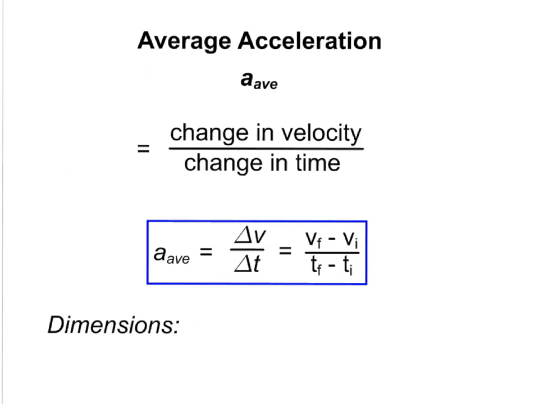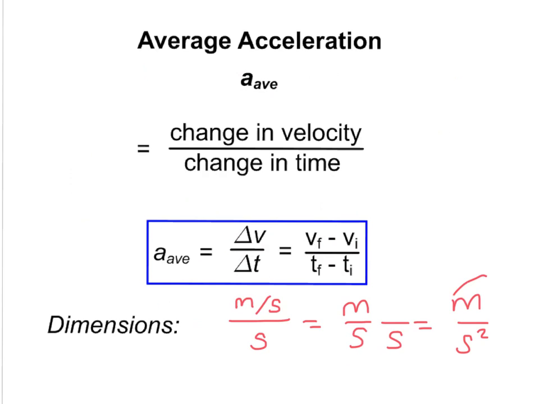Now dimensions, I dare say you probably can guess what they are going to be. If I know that the change in velocity, those units are going to be meters per second. That represents the units for change in velocity. My time units, the change in time, will be in seconds. So when I go ahead and look at this, this is going to be meters per second, or meters per second squared. So acceleration is always in meters per second squared when we're using SI units.